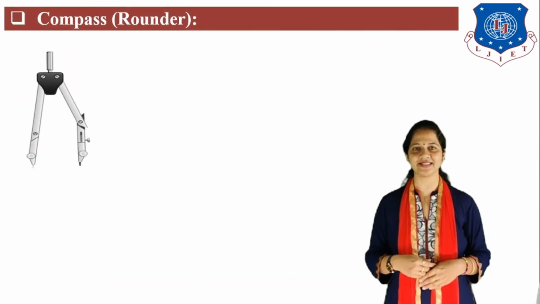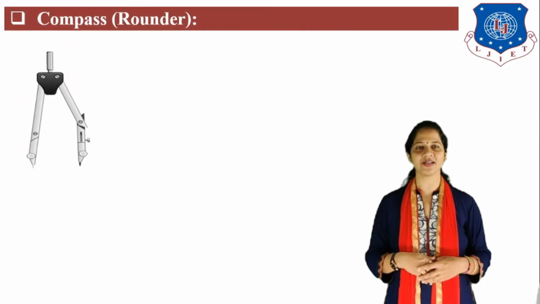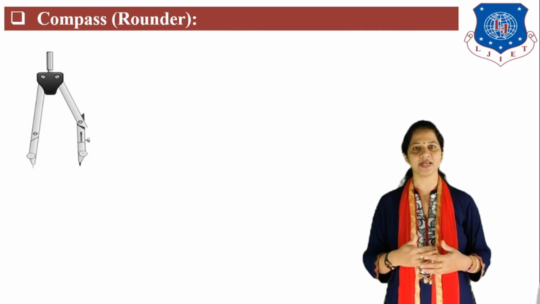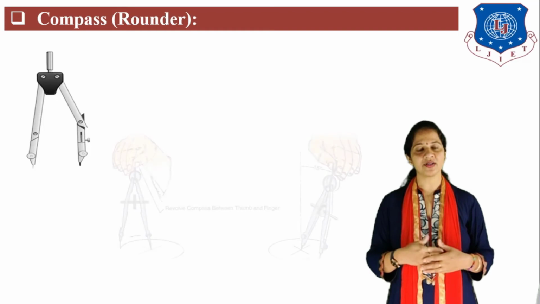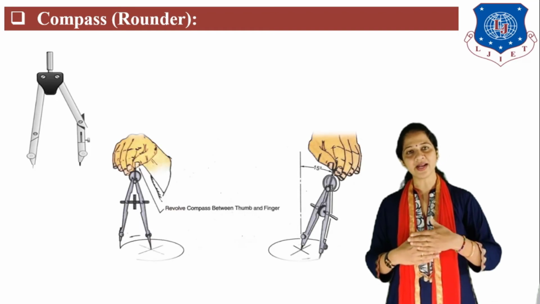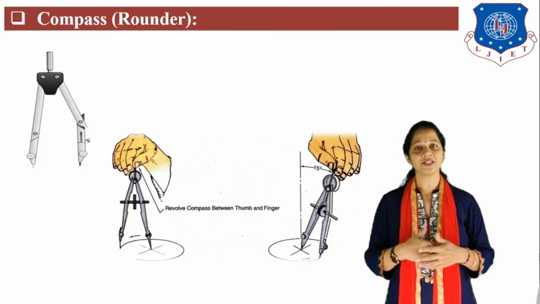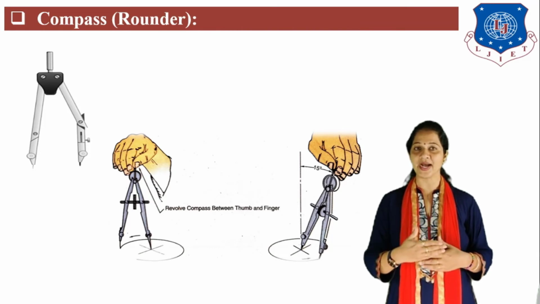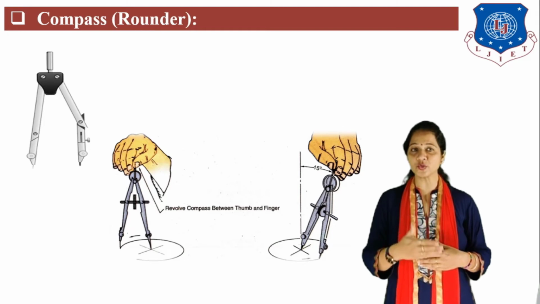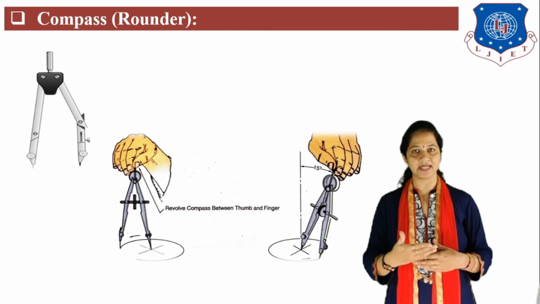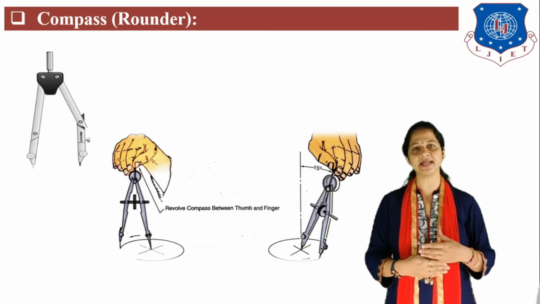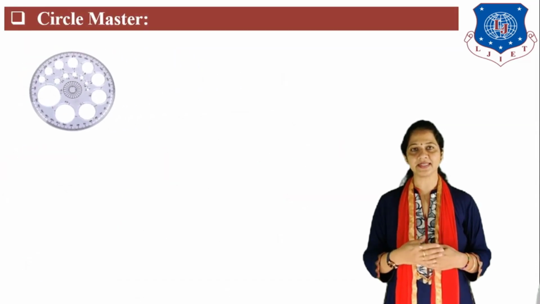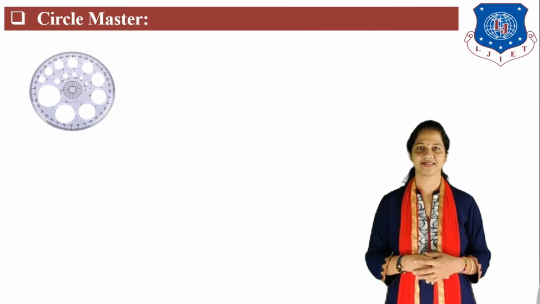Next instrument is compass, or we can also say rounder. Compass or rounder is used to draw a circle or arc of a circle of a specific radius. Large compass, bow compass and dot compass are used to draw large size circles, medium size circles and small size circles.